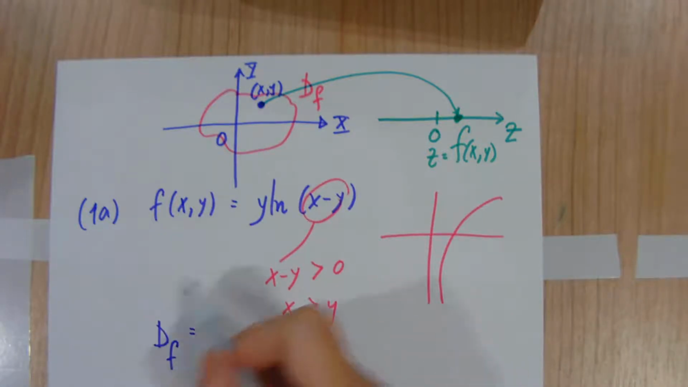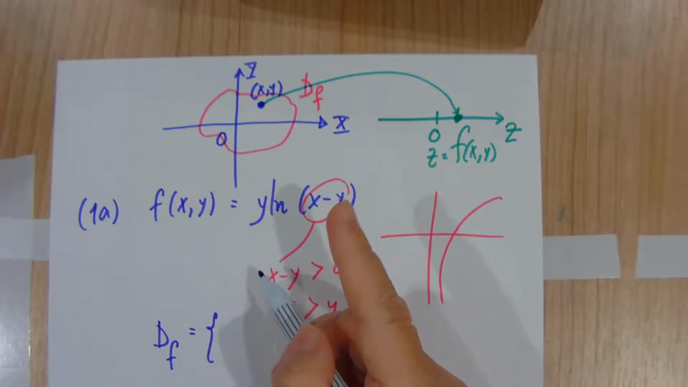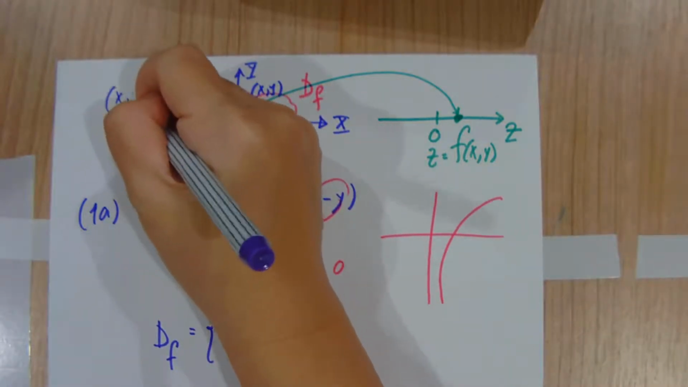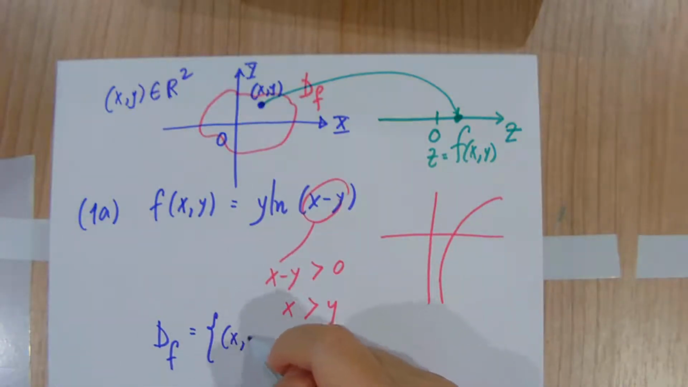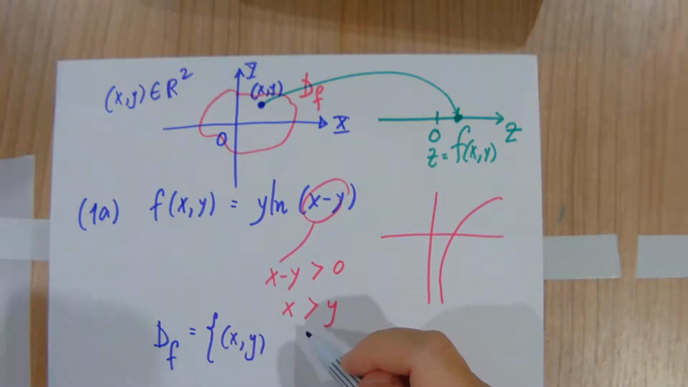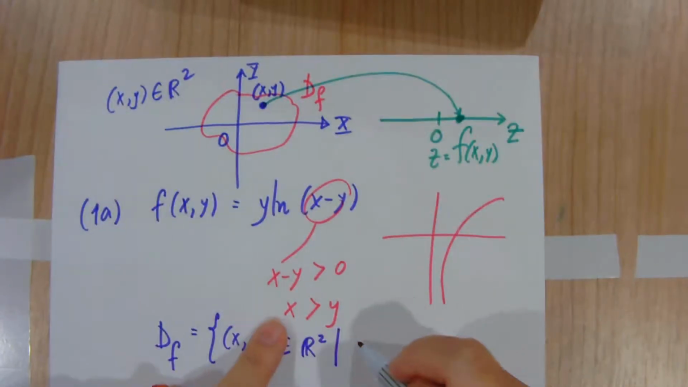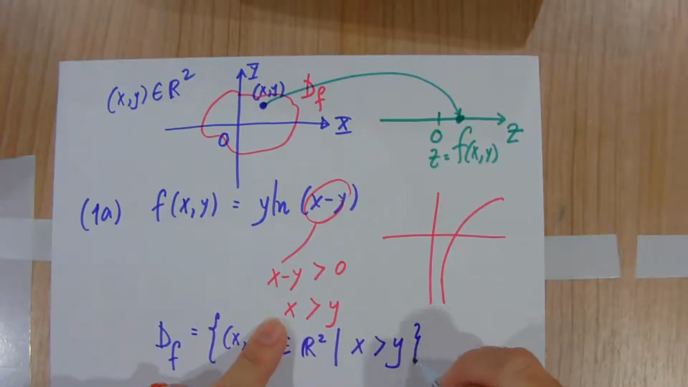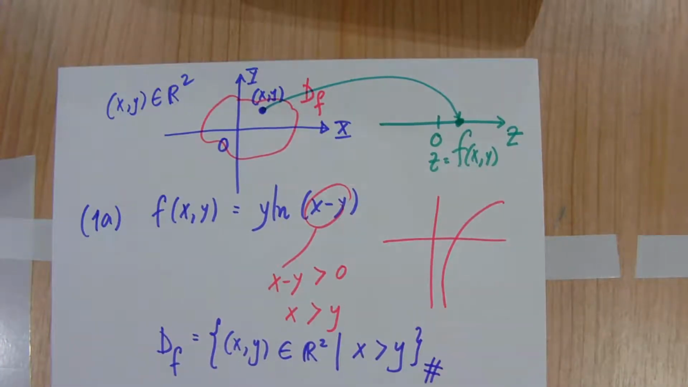The domain of the function f could be the domain in the two-dimensional space. Then we answer, is any point xy, or xy coordinate, in the R squared, which satisfies the condition that x greater than y. So you answer like this. Okay, for examples.